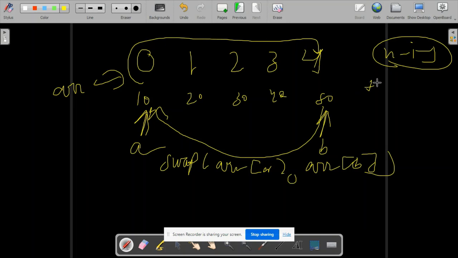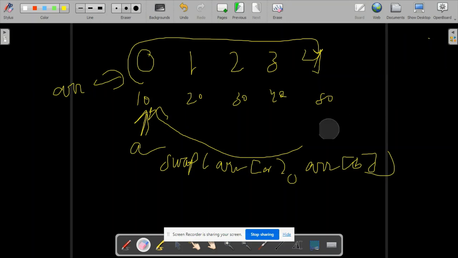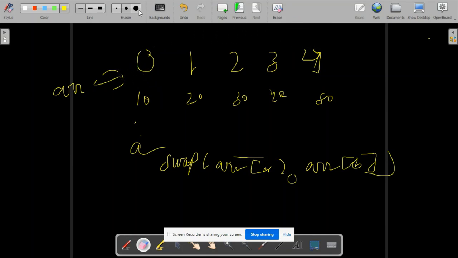But now, I introduce you with a twist. I told that you will not point this B to the last index. You erase this B. Okay, you erase this B. You erase this B, right? Yeah, you erase this B.